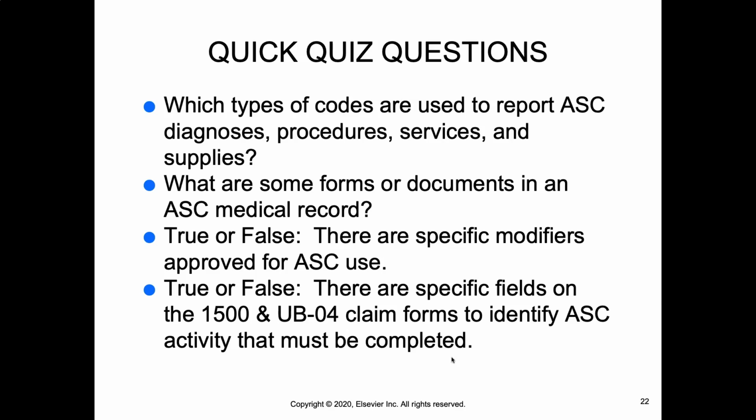Which types of codes are used to report ASC diagnoses, procedures, services, and supplies? You'll notice there's "types," so there should be at least two that you're telling me about. What are some forms or documents in an ASC medical record? We briefly reviewed those. True or false? There are specific modifiers approved for ASC use. And true or false? There are specific fields on the 1500 and UB04 claim forms to identify ASC activity that must be completed.